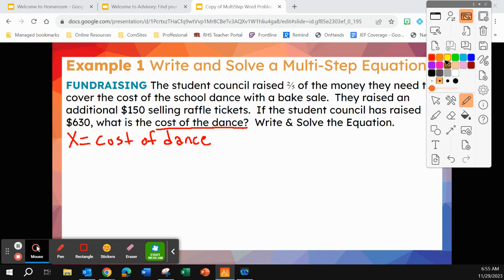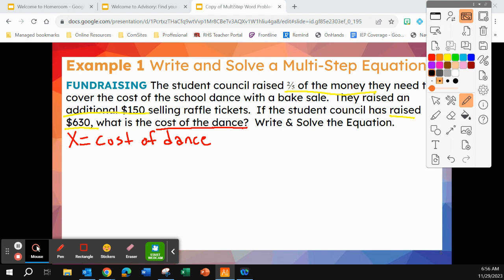Now we're going to go back in and underline any important numbers, any phrases that might tell us math going on. So for instance, 2/5 of the money, additional 150, and the fact that they raised 630. So this one's a little tricky. Here's how I would think about it.